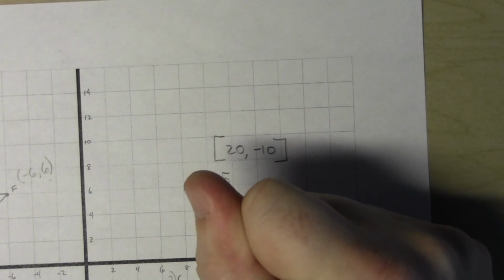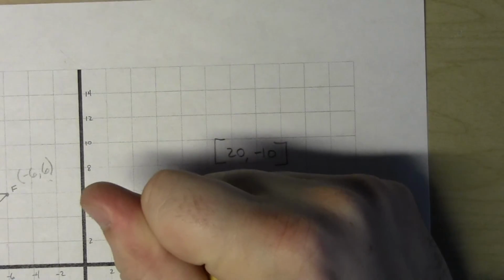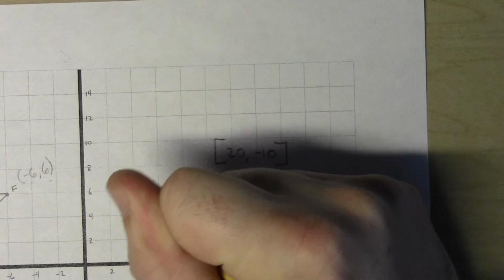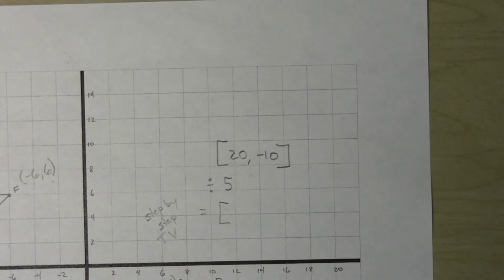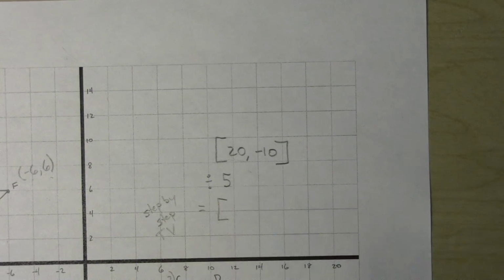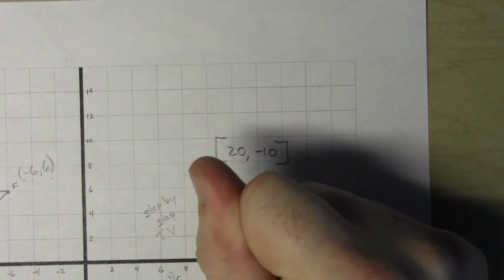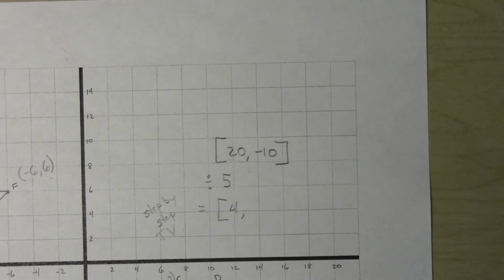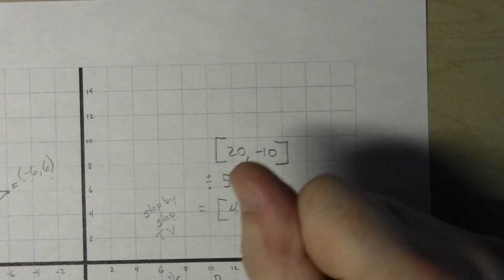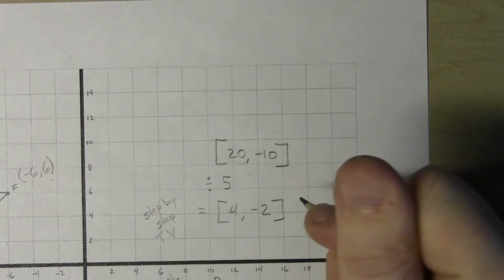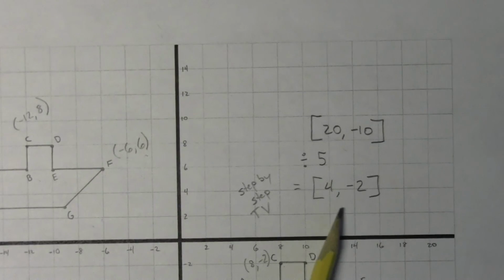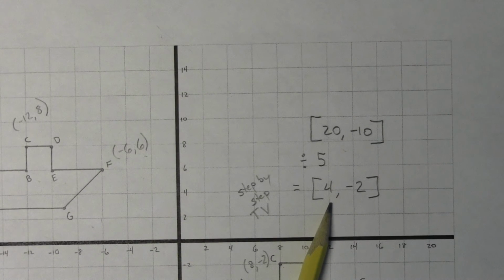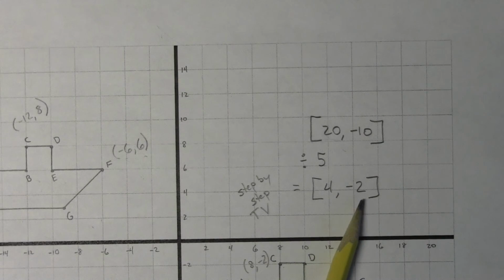So what does that equal? This will be my step-by-step translation vector. My step-by-step translation vector is going to be 20 divided by 5 is 4, and -10 divided by 5 is -2. So for each of the steps it takes to get this image to this image, I'm going to have to move it 4 to the positive side of the x and 2 to the negative side of the y.